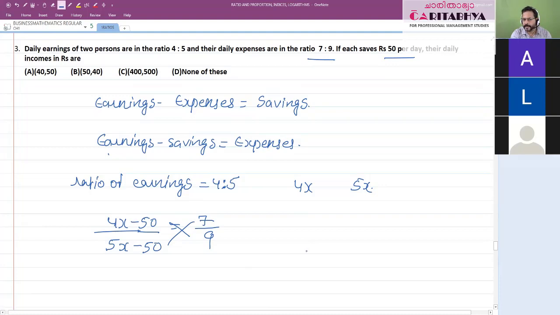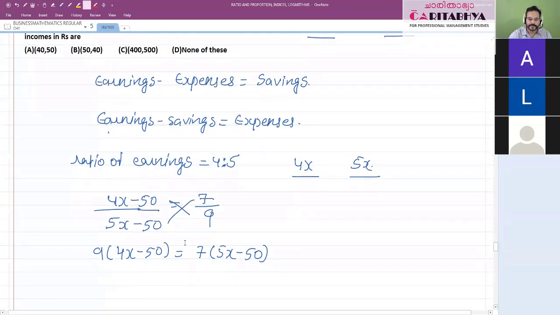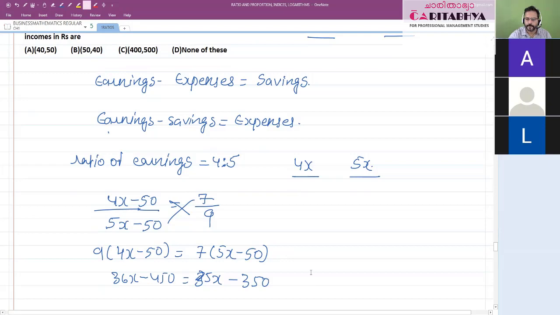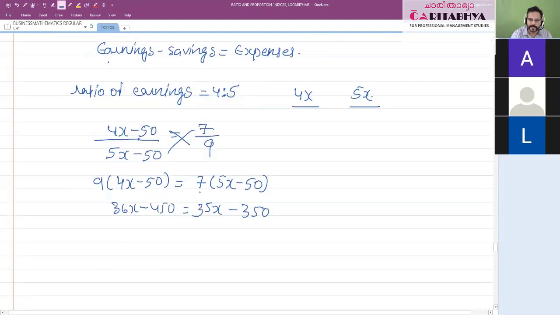Cross multiplying: 9 into (4x minus 50) is equal to 7 into (5x minus 50). 36x minus 450 is equal to 35x minus 350. So 36x minus 35x is equal to minus 350 plus 450. So x is equal to 100.